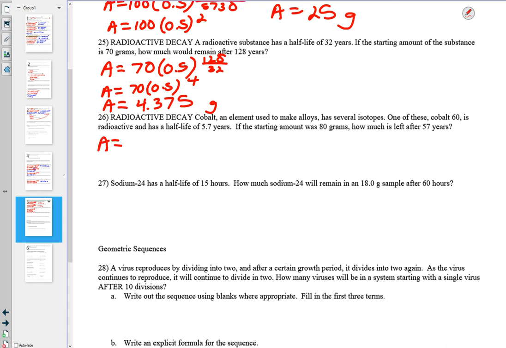So the amount is equal to the original, which is 80, always times 0.5 for the half-life, and then 57 divided by 5.7 is 10. If you're really advanced and just put the 10, I can live with it. So 80 times 0.5 to the power 10.